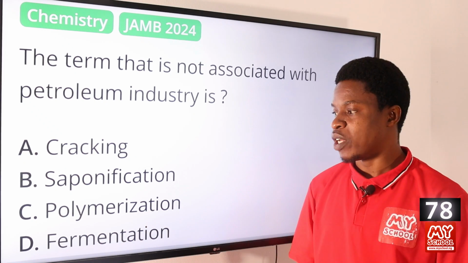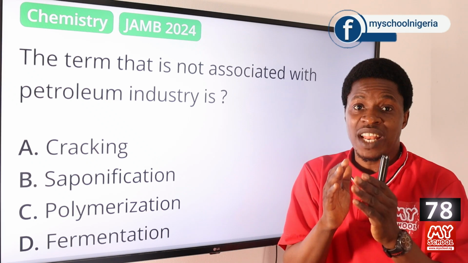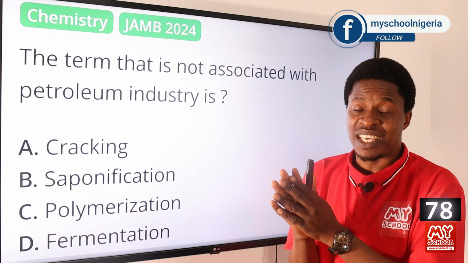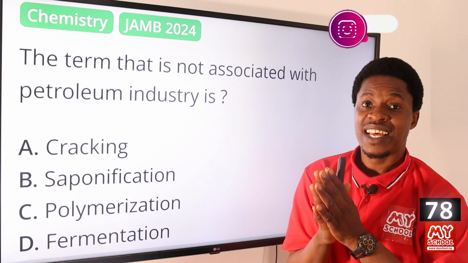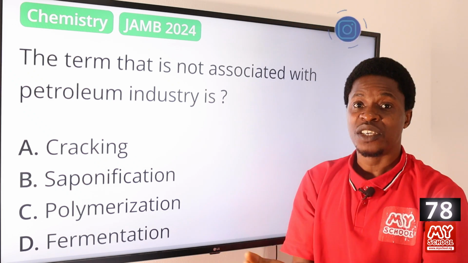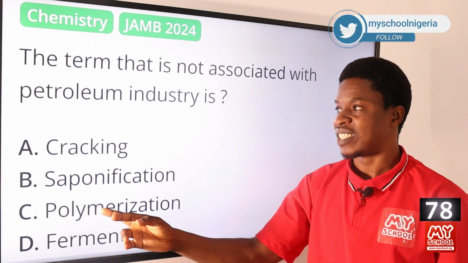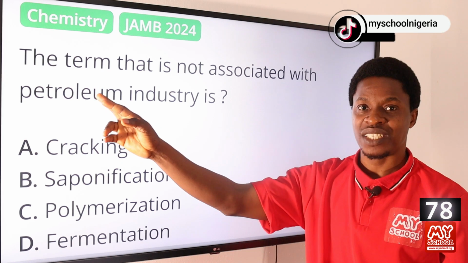Option C, polymerization. When we have gases of smaller molecules, we can add them together, join them together, bind them together to form a larger, desirable molecule. That's what we call polymerization. So this is also associated with petroleum.